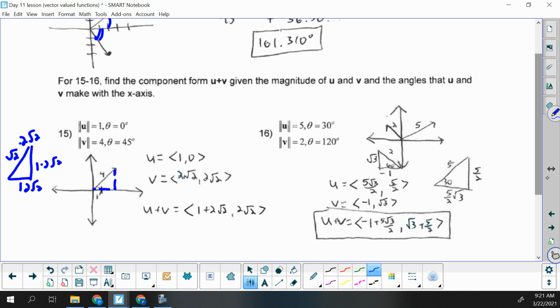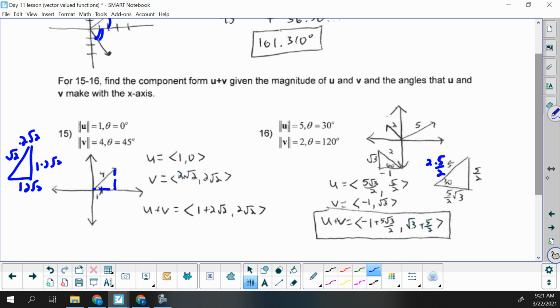And then we wanted to find u plus v, so add them together. You get 1 plus 2 square root of 2, 2 square root of 2. In 16, we have a 30-degree reference angle. So normally we would have 2 here, so that means we multiplied everything by 5 halves to end up with 5. So across from the 30 you have 5 halves, across from the 60 you have 5 halves, radical 3. So then you get your vector for u, <5 radical 3 over 2, 5 halves>.